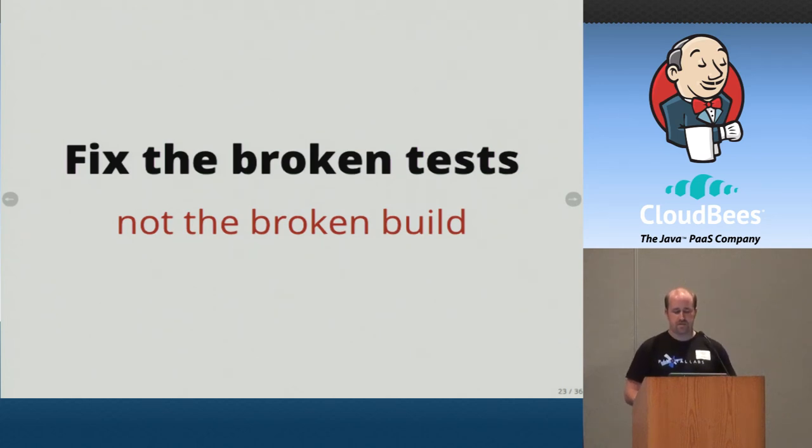The next piece of advice is to fix the broken test, not the broken build. I've seen a lot of projects that get to the point where the build breaks, and the first thing they do is go over there and hit the build now button. And the recent updates to Jenkins have made the build now button even easier to find, but that doesn't make it any better to press.